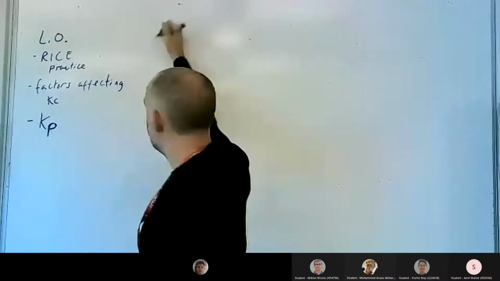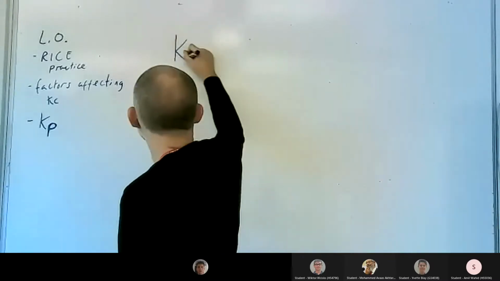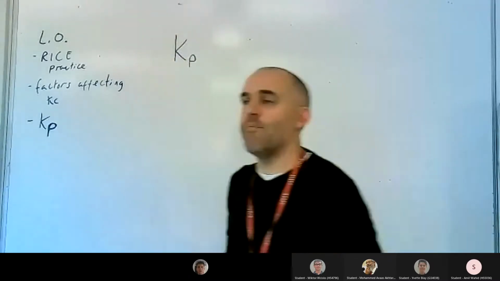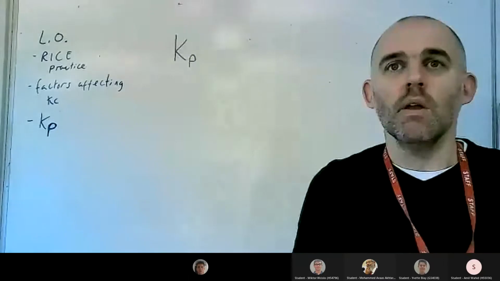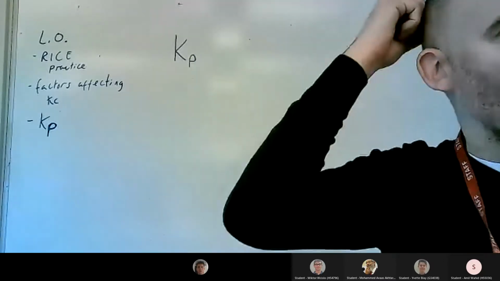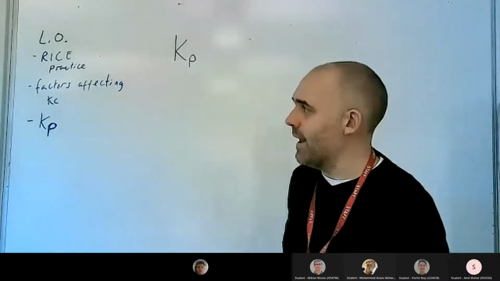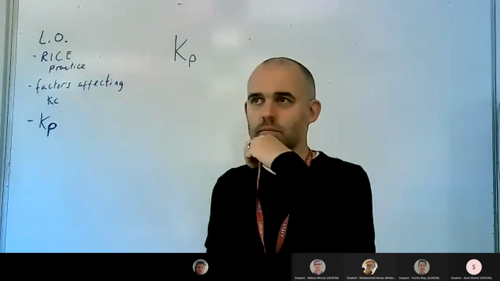So Kp is an equilibrium constant, right? But rather than using concentrations, it's using what we call partial pressures. Because in reality, you very rarely measure.